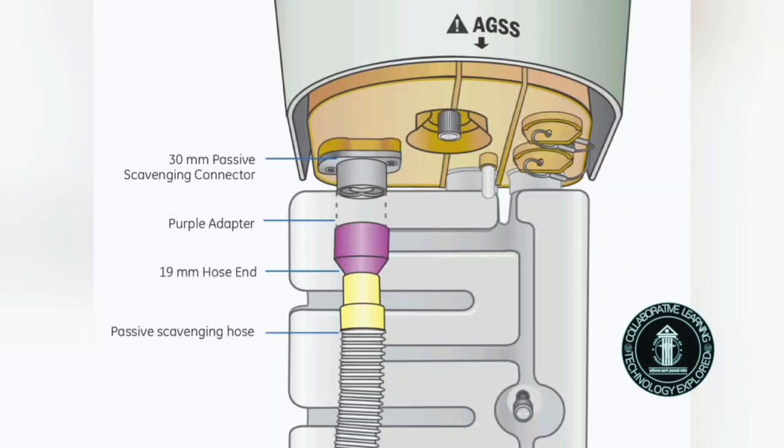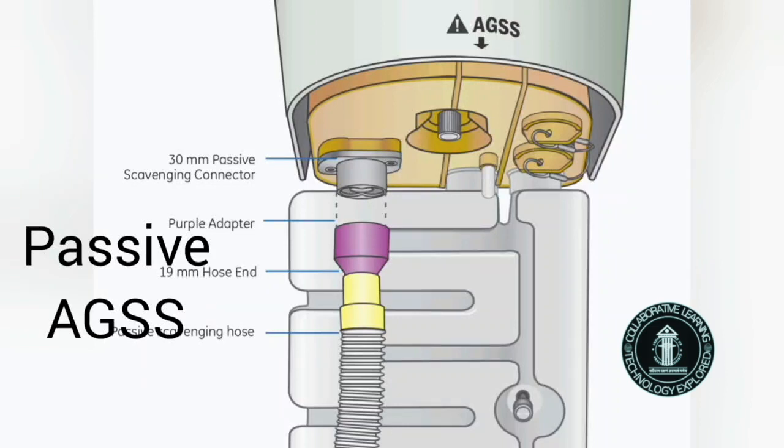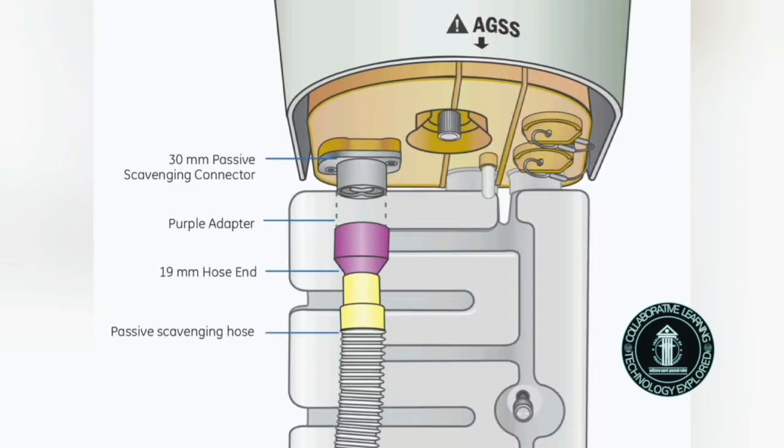So this is just a picture of a passive AGSS. The system that we use in our institute is an active AGSS, so I cannot show you a passive type. So this is just a picture. You can see the upper part, that is the part where the bellows system and everything is there. There is a corrugated tubing which is attached to the exhaust port of the breathing circuit, and this corrugated tubing just passively takes away the gases and it is just vented outside.